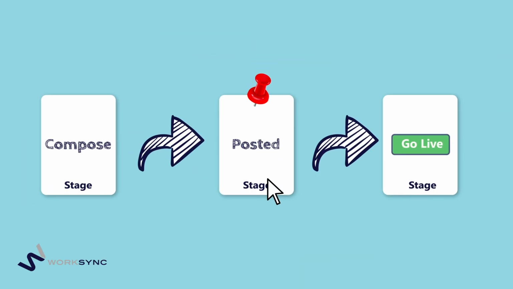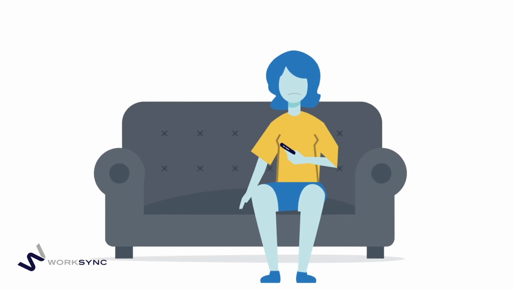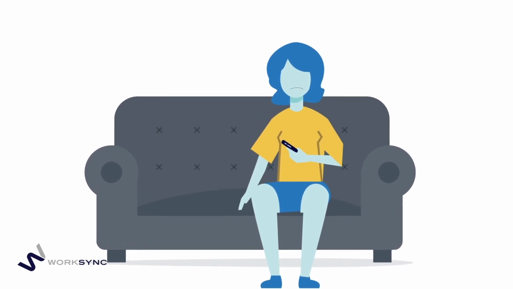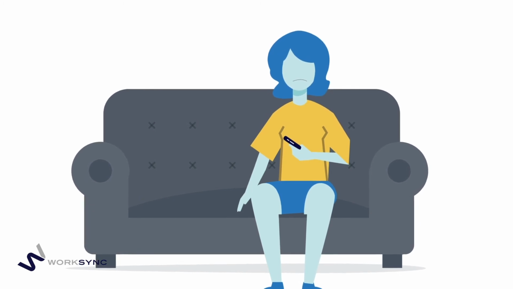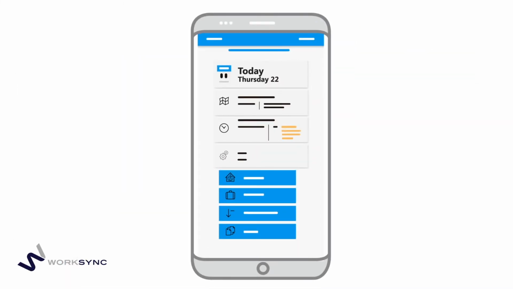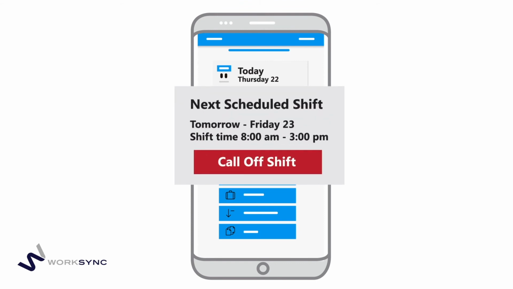Finally, you have the live stage. This is when employees actually punch in and show up for shifts. Inevitably, day-to-day issues arise that cause employees to have to miss work. Finding out a day before, or even hours before, that someone won't be able to come in can be a big problem. But with WorkSync, last-minute news is no reason to panic.